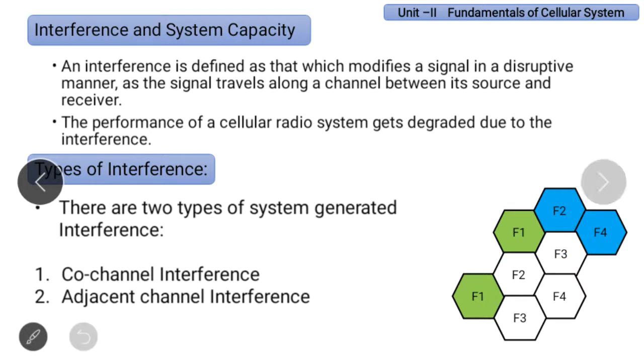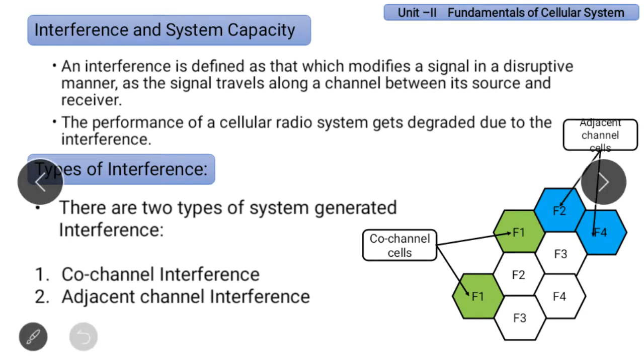Here I have shown that if the frequency of the cells is the same, then those cells are called co-channel cells. And if the frequency is different, or if the cells are neighboring cells, then those cells are called adjacent cells. So F2 and F4 are adjacent cells, F1, F2 are also adjacent cells, F3 and F4 also, and F2, F3 are also adjacent cells. Adjacent cells have different frequencies, but co-channel cells always have the same frequencies.